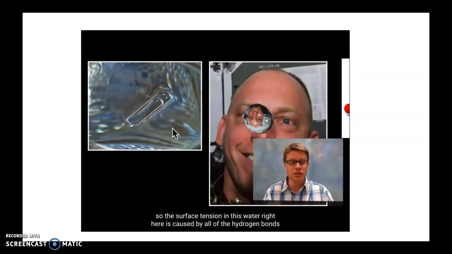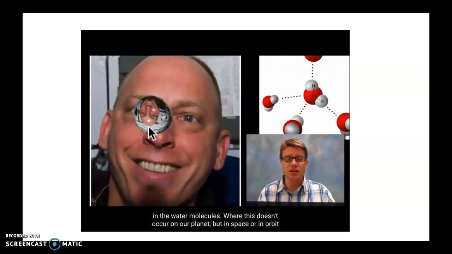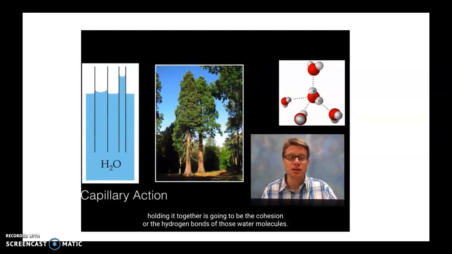And so the surface tension in this water right here is caused by all the hydrogen bonds in the water molecules. Where this doesn't occur on our planet, but in space or in orbit around our planet, this is a big globule of water, and it's just floating there. What's holding it together is going to be the cohesion, or the hydrogen bonds of those water molecules.